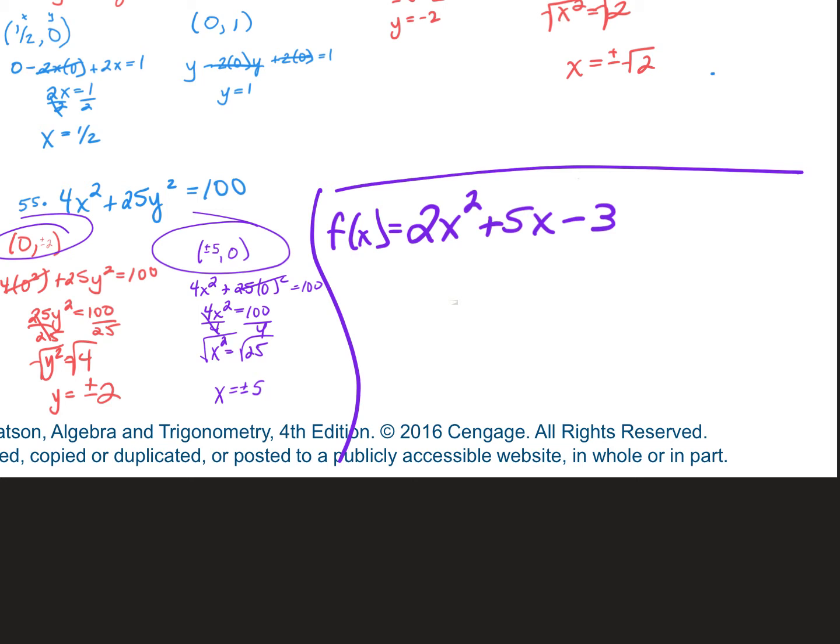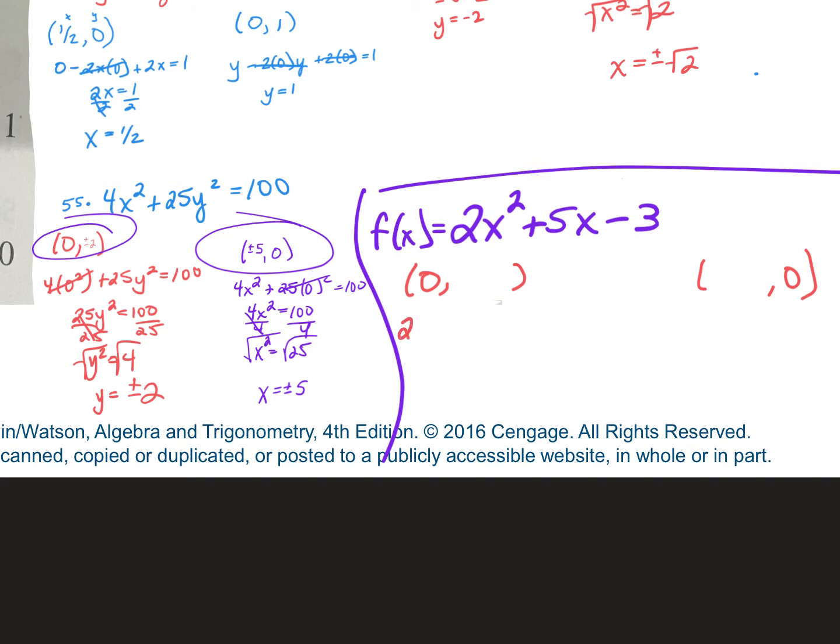Well, I plug in 0 for x to find y, and then I plug in 0 for y to find x, correct? Okay, so let's do y first. If I plug in here, I have 2 times 0 squared plus 5 times 0 minus 3. Well, what's 0 squared? 0. Times 2, 0. And then 5 times 0, 0. So where does this function cross the y-axis? At negative 3. So my y-intercept is (0, negative 3).